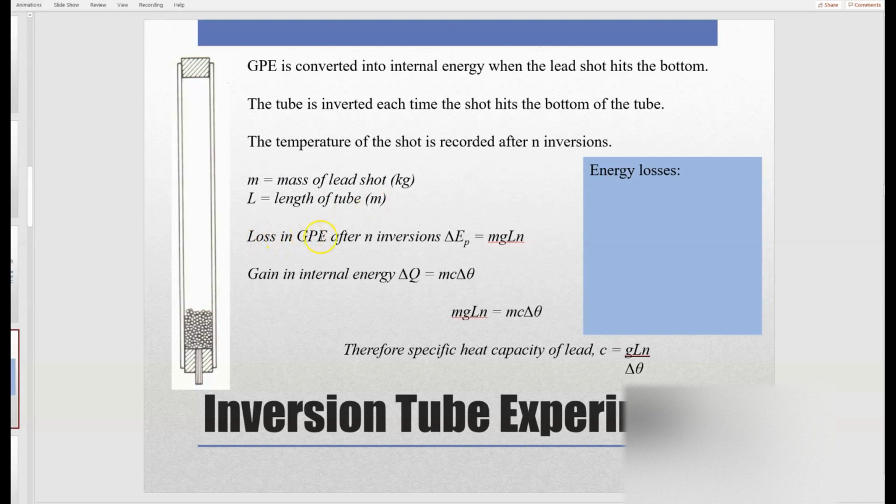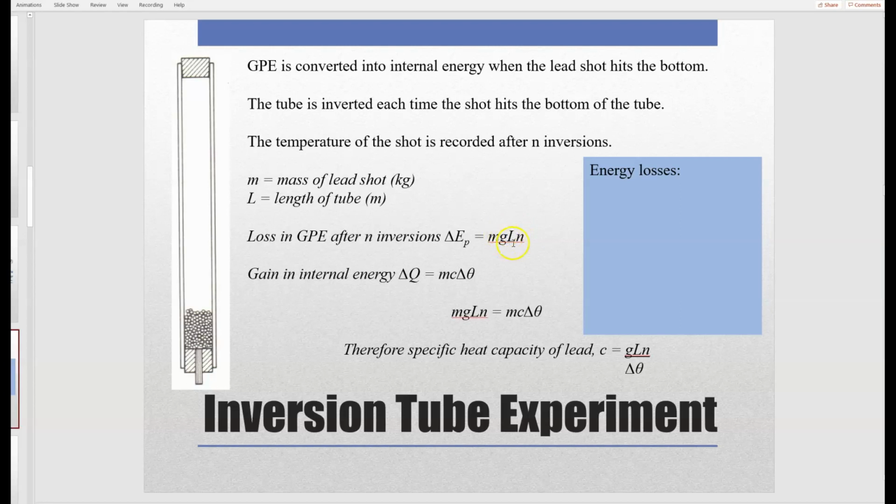So the loss in gravitational potential energy after n inversions will be, gravitational potential energy is E equals mgh. So we've got mg and then our h, the change in height, is L. And then we need to multiply that by how many times we changed it. So let's say after 1, the amount of gravitational potential energy was 10 joules. If you did it 10 times, then you would have increased the energy by 100 joules.